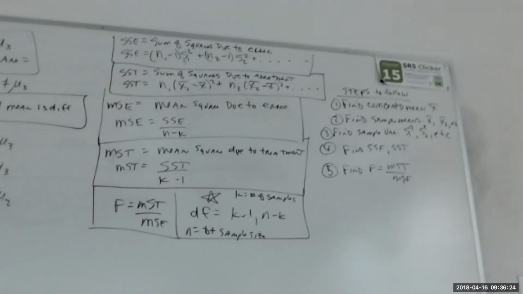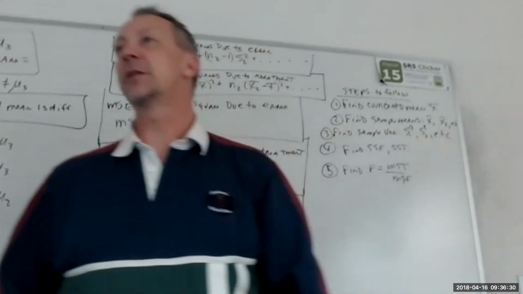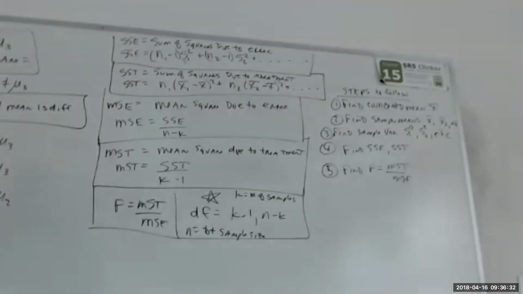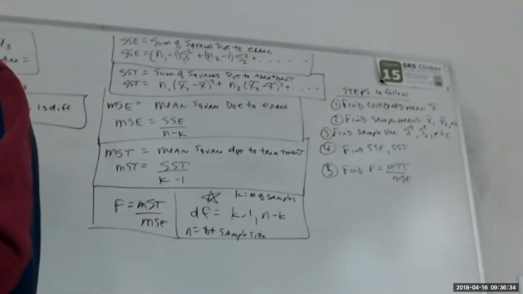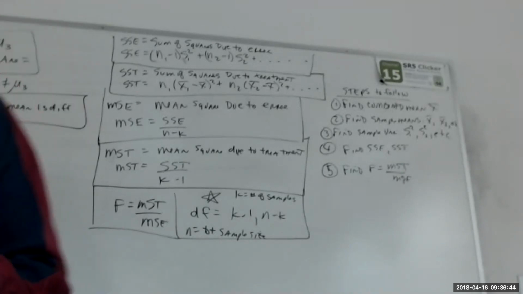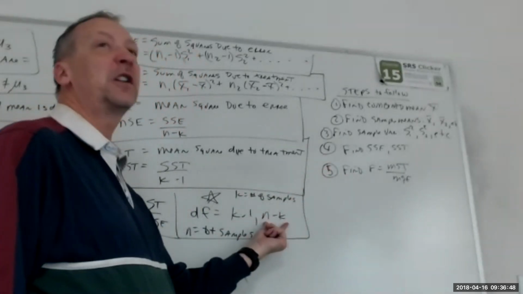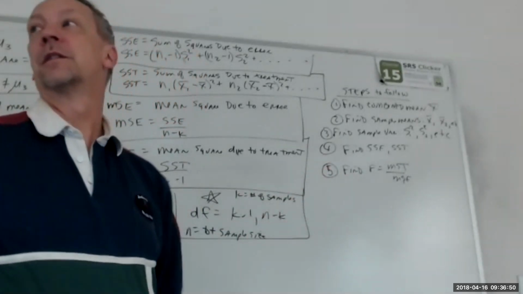So we find sample variances: S1 squared, S2 squared, S3 squared, etc. S is your standard deviation. S squared is your variance. Yes, two sets of degrees of freedom. You've got your degrees of freedom in your numerator, and you've got your degrees of freedom in your denominator.